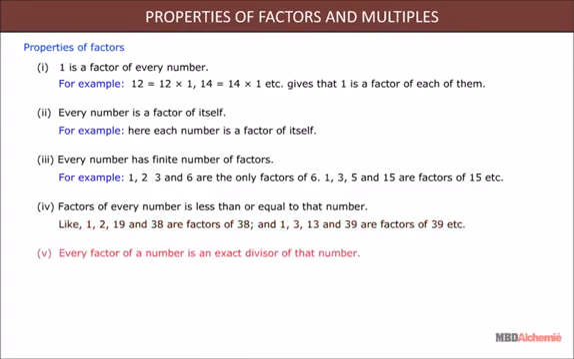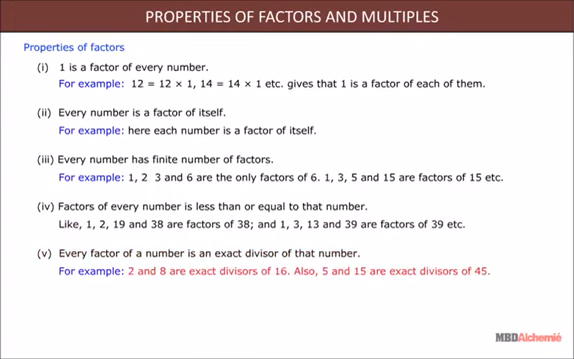Every factor of a number is an exact divisor of that number. For example, 2 and 8 are exact divisors of 16. Also, 5 and 15 are exact divisors of 45.